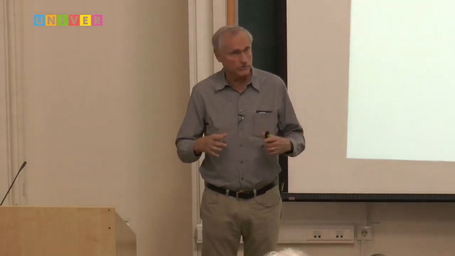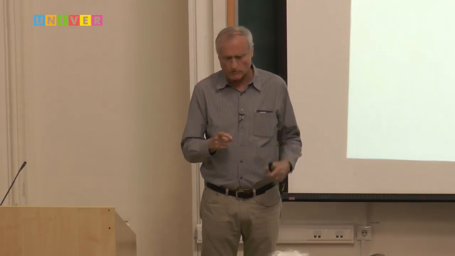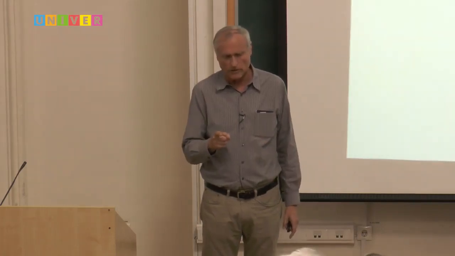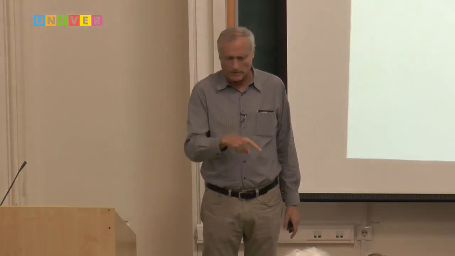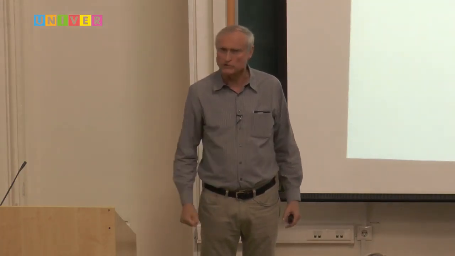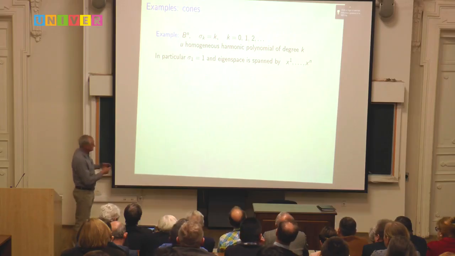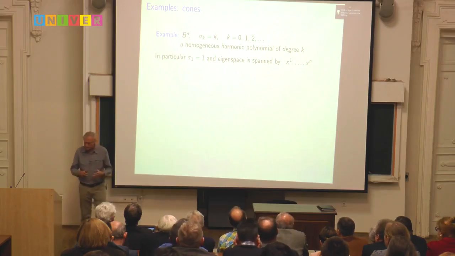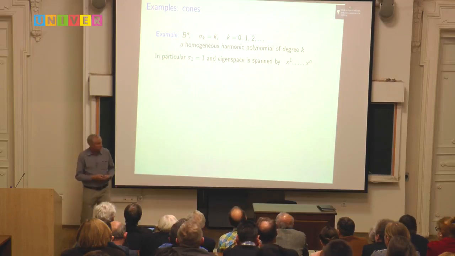the harmonic polynomials are clearly harmonic inside, and Euler's formula says that the normal derivative on the unit sphere will just be the degree of the polynomial times the function on the unit sphere. So these are the eigenfunctions, and they form a complete orthonormal set, so those are all of the Steklov eigenfunctions.